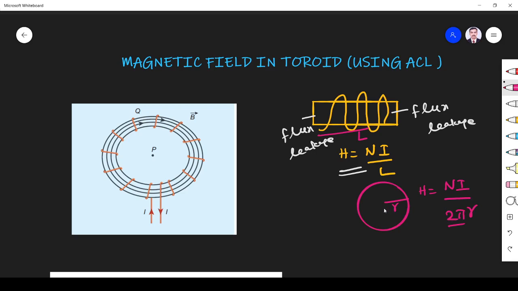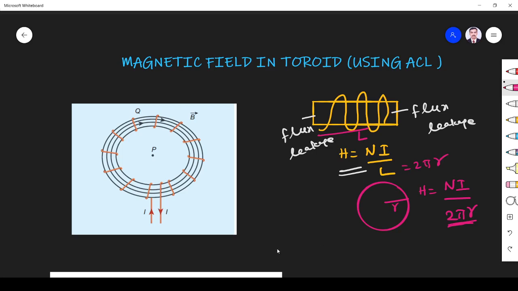So it is the circumference of the circle, so it should be equal to 2 pi r. This is the answer we are expecting. Instead of L, L is a straight line that is bent with radius r, which means the length is equal to 2 pi r only. Let us see how we get this.